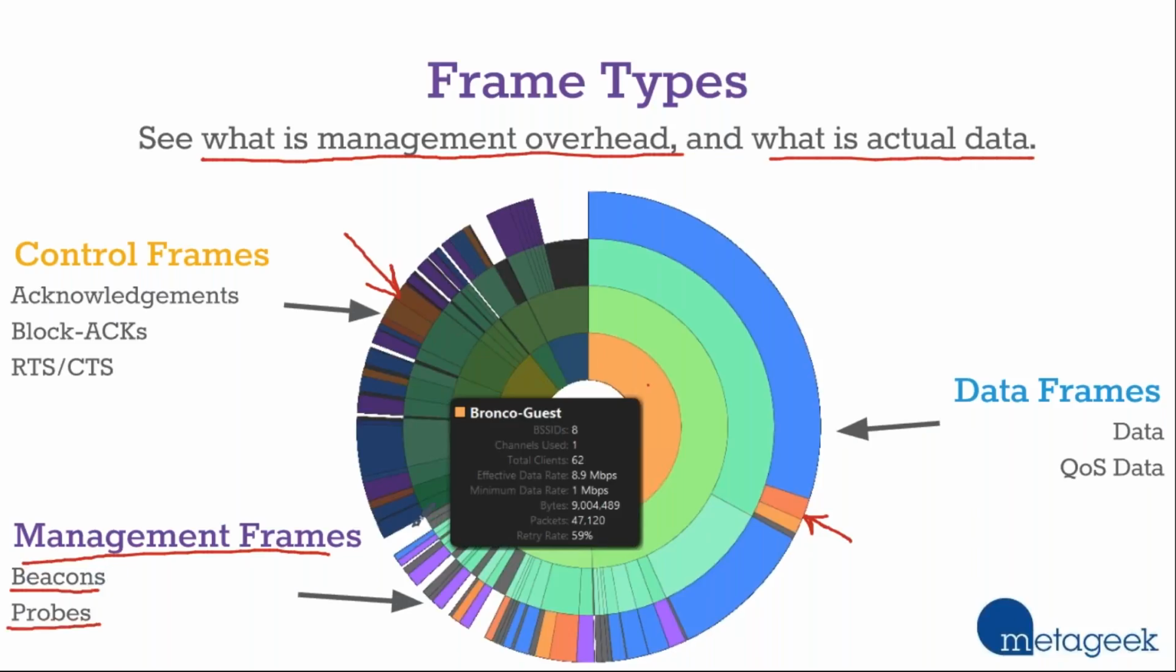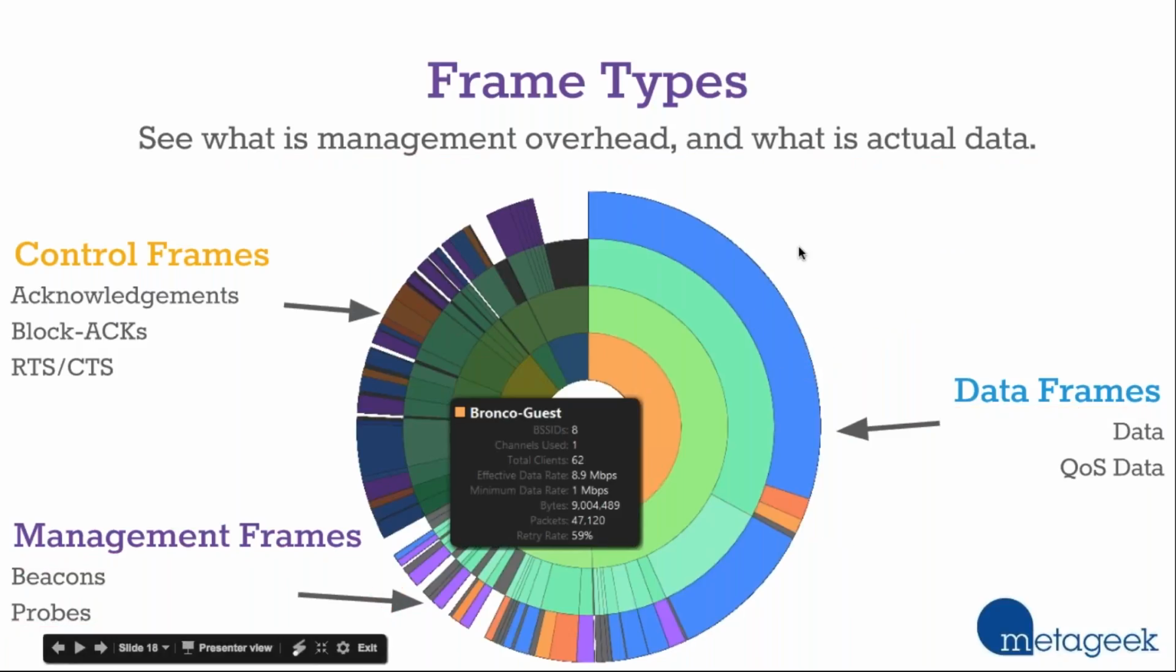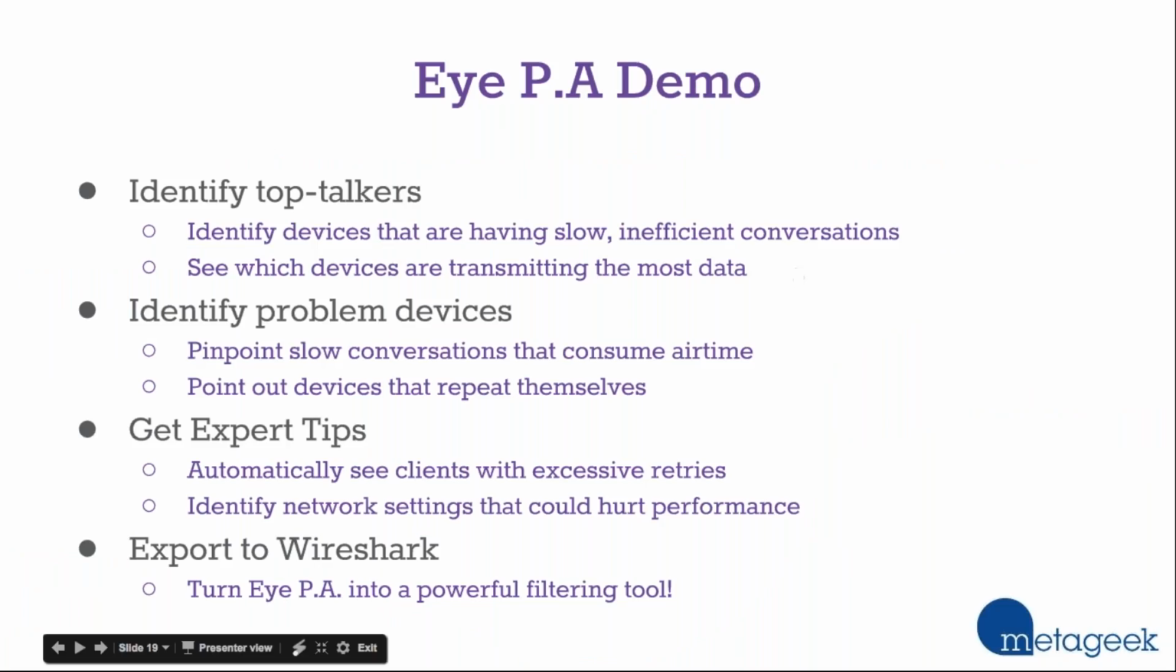We can say that beaconing, just an access point announcing that it exists, actually takes up a little bit of airtime. That takes up time on the channel. And then of course, all of the blue, that is our actual data. That's our data frames and our quality of service frames. So you can very quickly see what is management overhead and what is actual data.